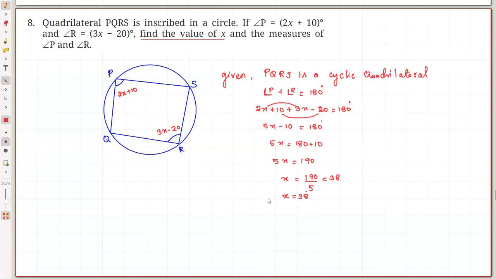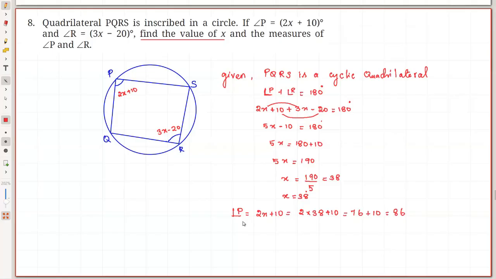Next we go to find out the angle P value. Angle P is given as 2x plus 10. In the place of x, you can substitute 38. So now 2 into 38 plus 10. 2 into 38 means 2 8s are 16, balance 1, 2 3s are 6, 6 plus 1 is 7. 76 plus 10 is 86. So angle P is equal to 86.